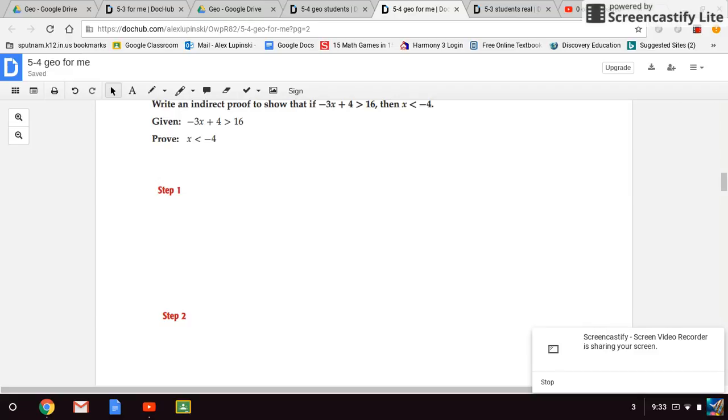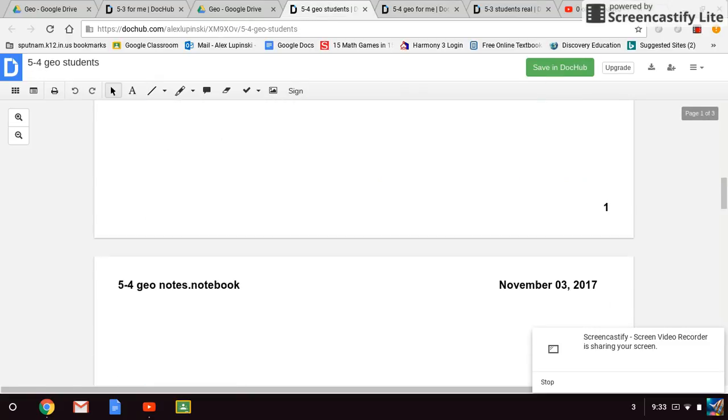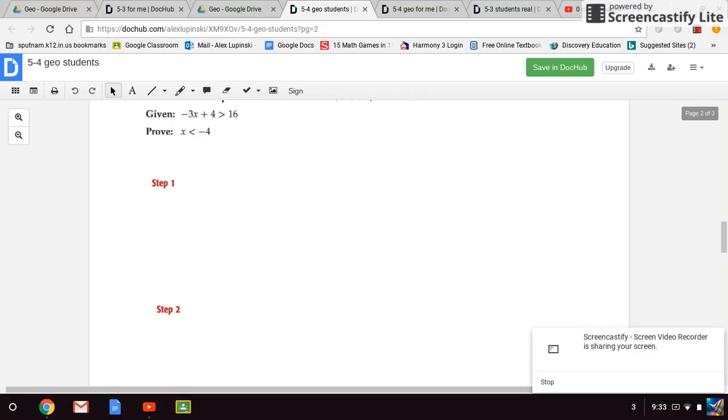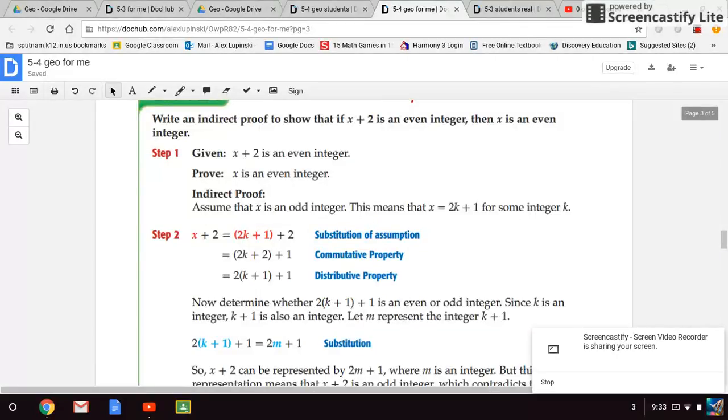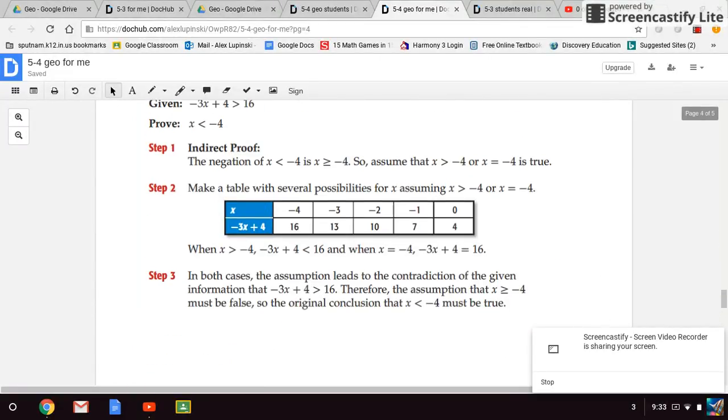So we're going to go to indirect proofs. And I feel like having the whole thing up here will be a little bit easier. So let's go to that. So I'm going to do this one. Write an indirect proof to show that if negative 3x plus 4 is less than 16, then x is less than negative 4. You're given that negative 3x plus 4 is greater than 16, and x is less than negative 4. I want to go to this because I want you to have everything.